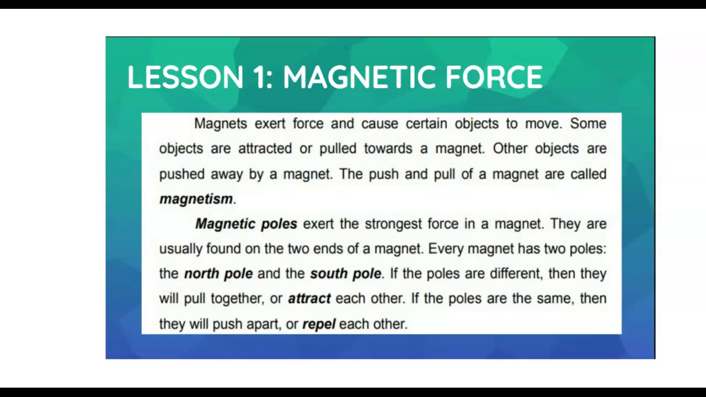Every magnet has two poles, the north pole and the south pole. If the poles are different, then they will pull together or attract each other. If the poles are the same, then they will push apart or repel each other.